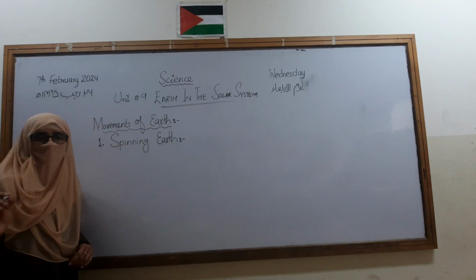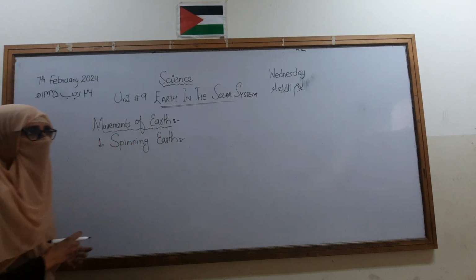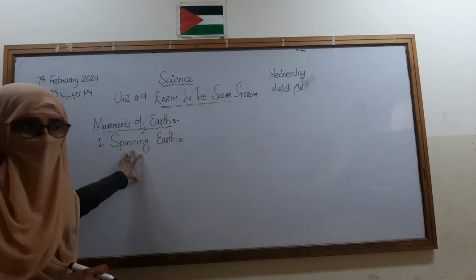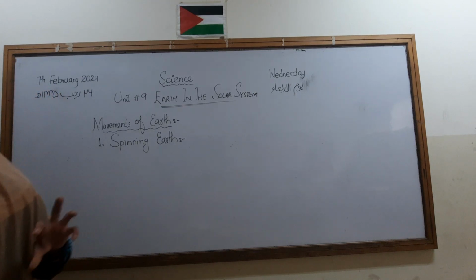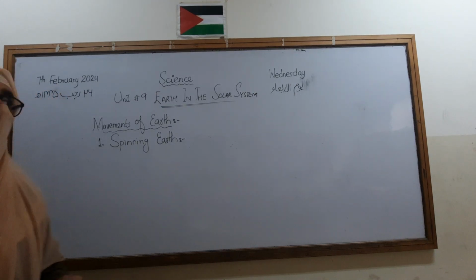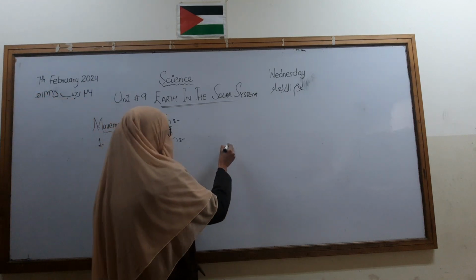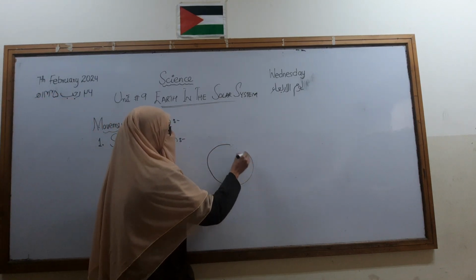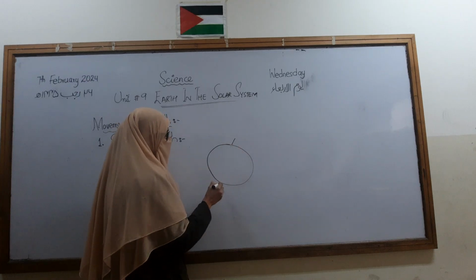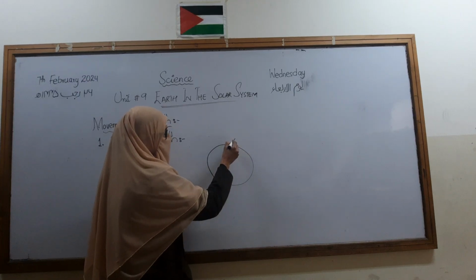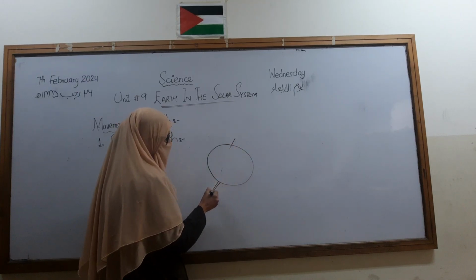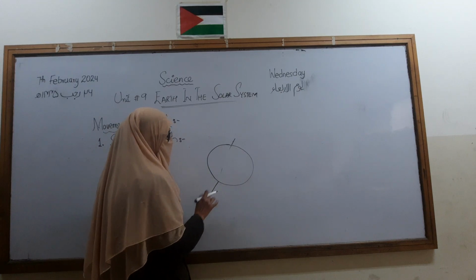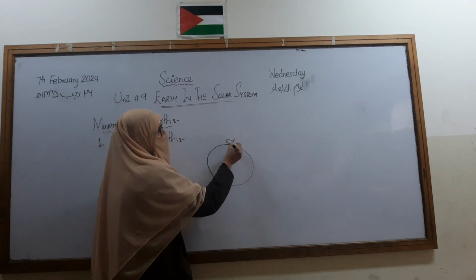The spinning Earth is also called the rotation of the Earth. What does the spinning Earth mean? Spinning Earth means that the Earth can spin on its axis.